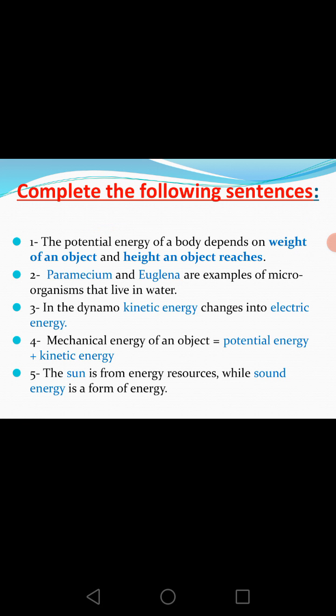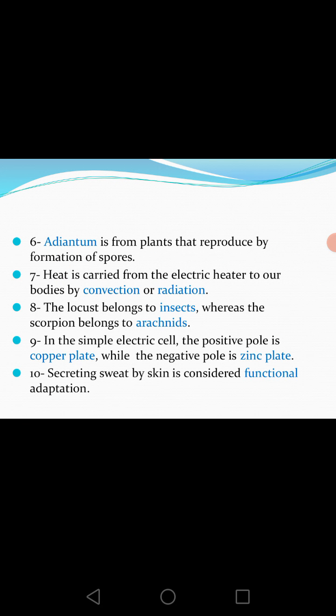Number 4. Mechanical energy of an object equals the summation of potential energy and kinetic energy. The what is from energy resources, while what is a form of energy. Energy resources like the sun, like coal, while energy forms are sound energy, light energy, heat energy, potential energy, etc. Number 6. From plants that reproduce by formation of spores, we have two examples, Vogare and Adiantum.